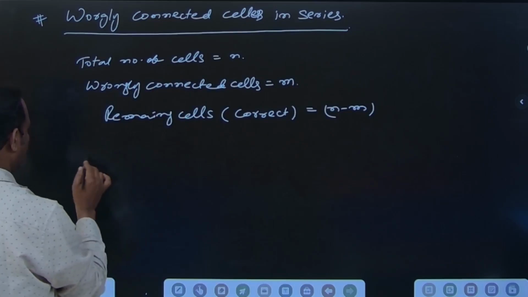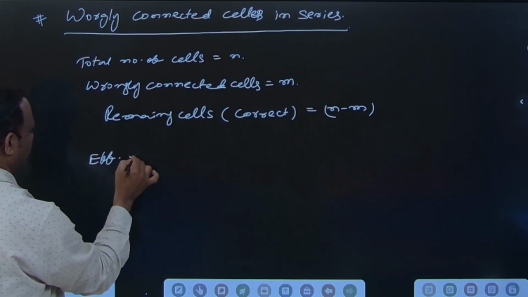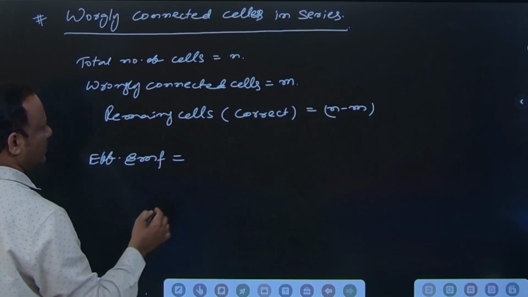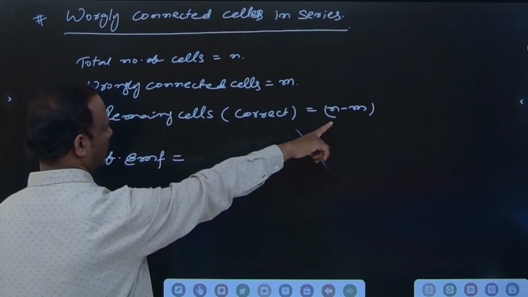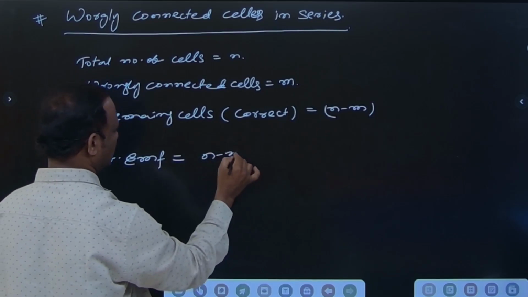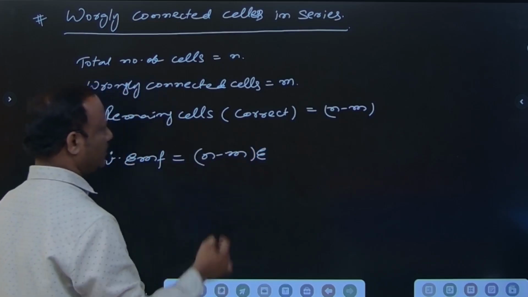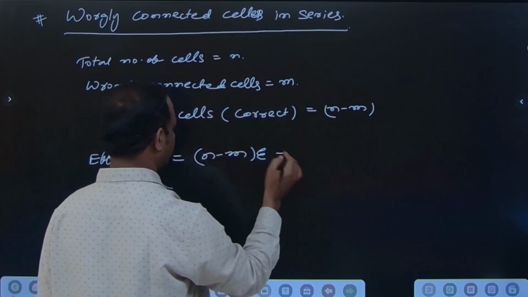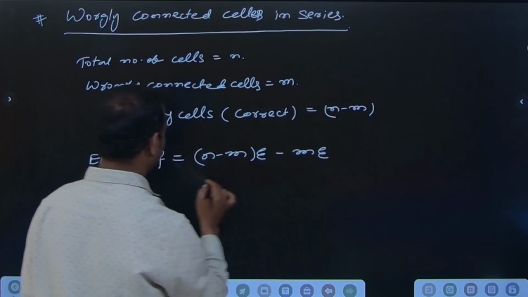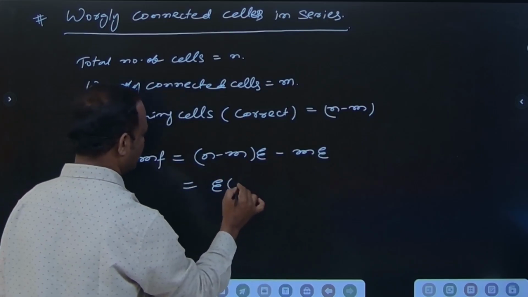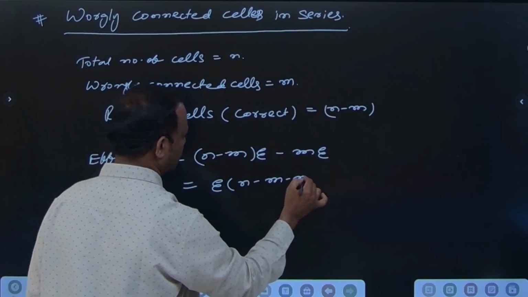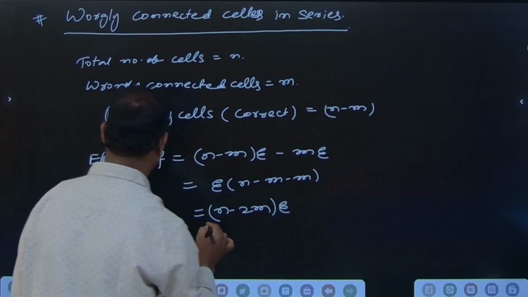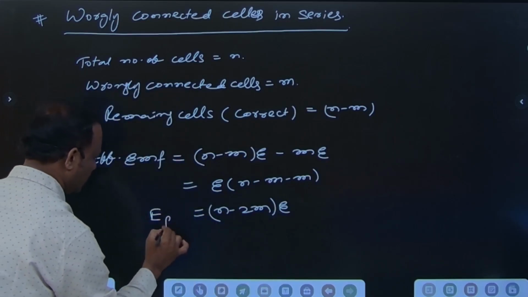Now the effective EMF is equal to, so how do we write the effective EMF? First, how many are correct? N minus m times its EMF. And m cells are wrongly connected, in reverse order, which means minus. So m E. It means E times (n minus m) minus mE. So this is (n minus 2m) times the EMF. This is the effective EMF.